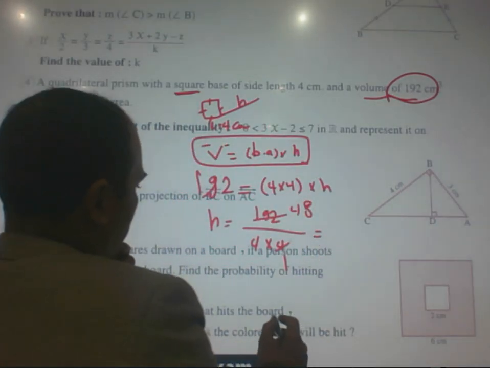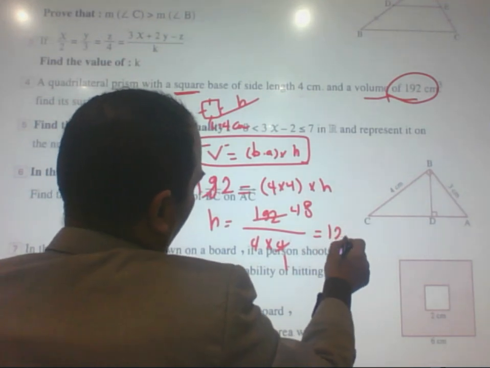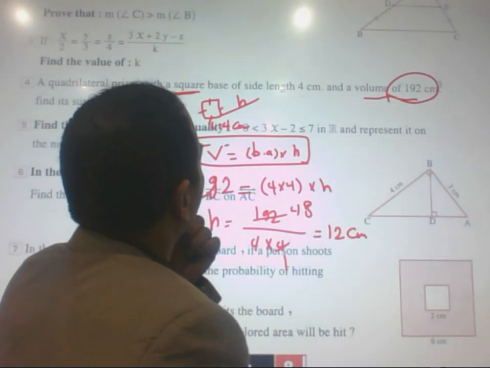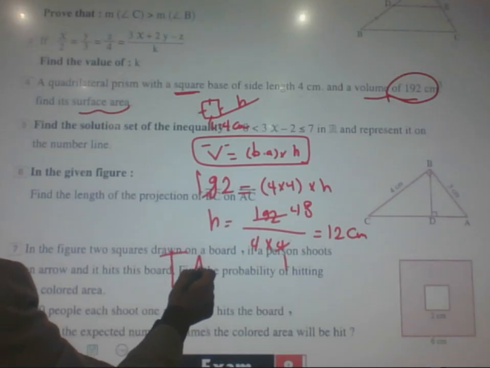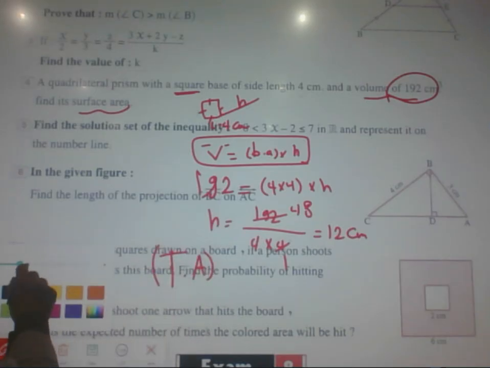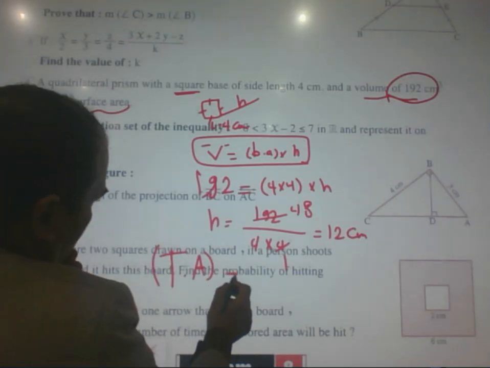48 divided by 4 equals 12, so the height will be 12 centimeters. Now we want to find the surface area. Then the total area equals... who can tell me the total area?